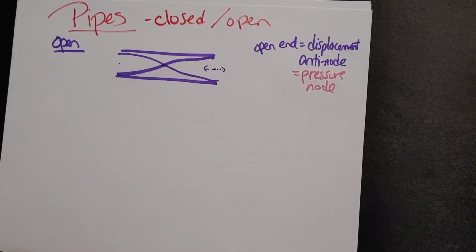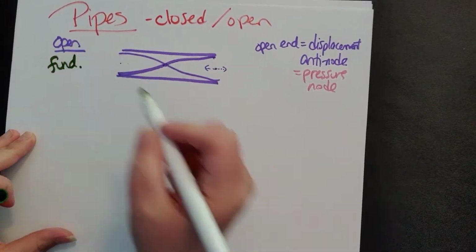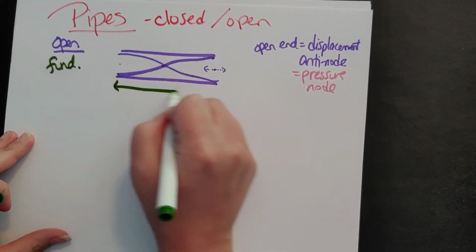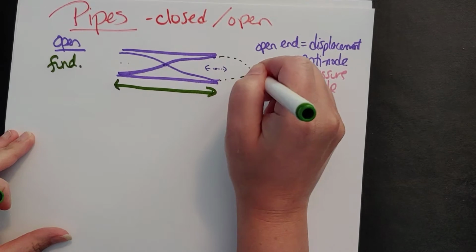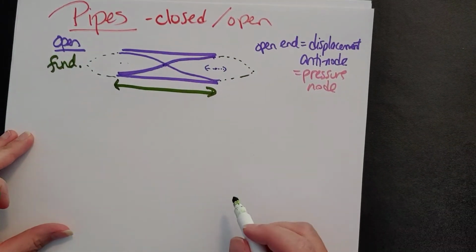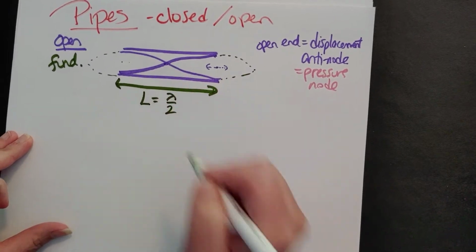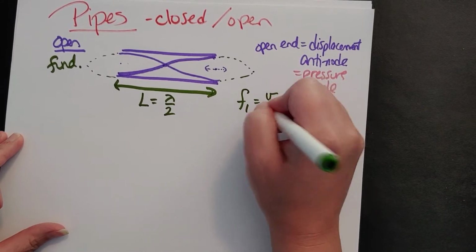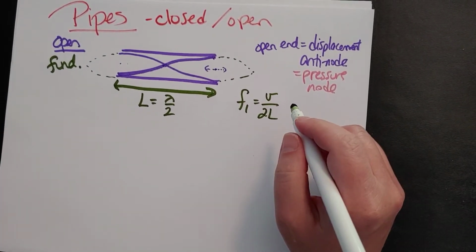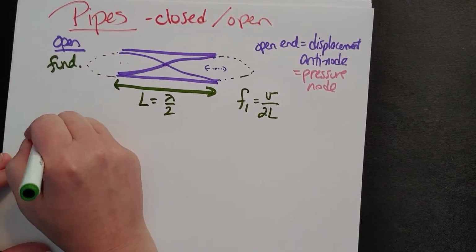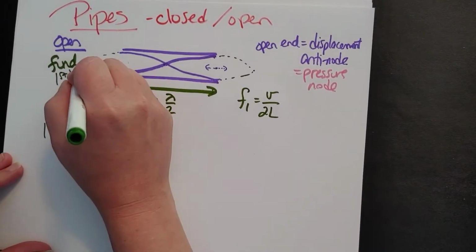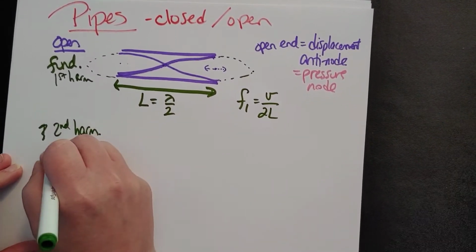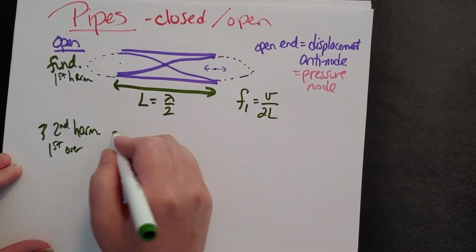So this is the fundamental for an open pipe, and if you look at how much of a wavelength that is, you can imagine that would be a whole thing. So L is, in fact, lambda over 2. And so you get exactly the same kind of thing as the wave on a string. Okay? So that's the first harmonic. And then the second harmonic, which is the first overtone.